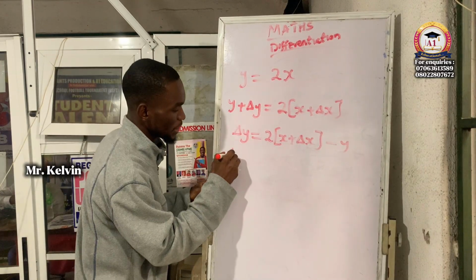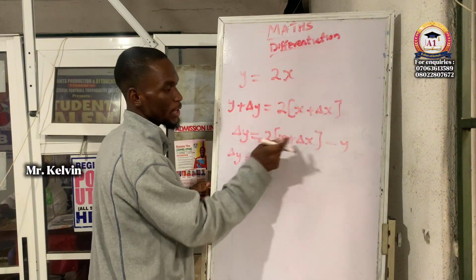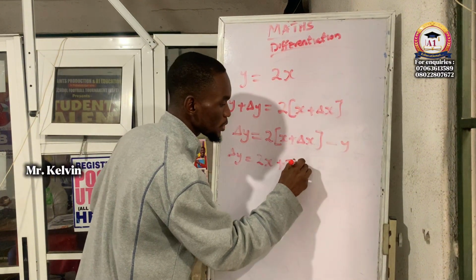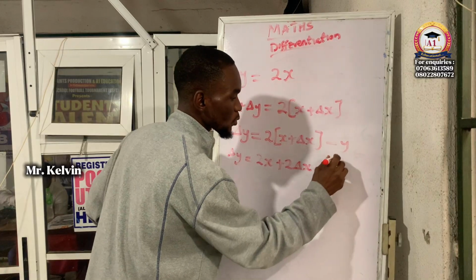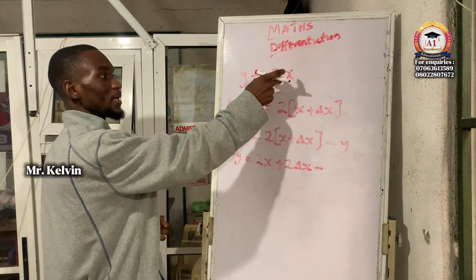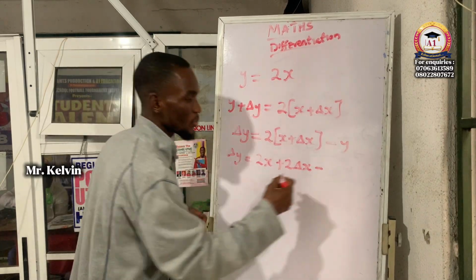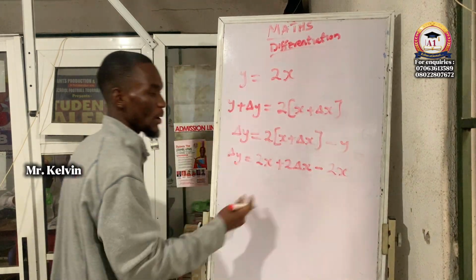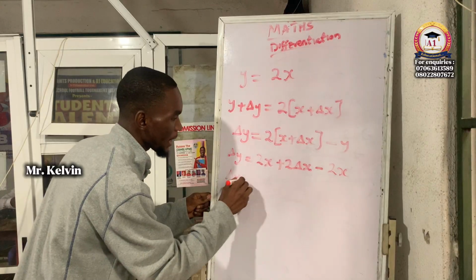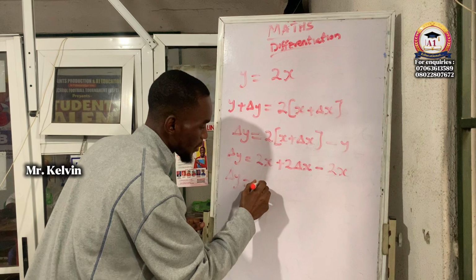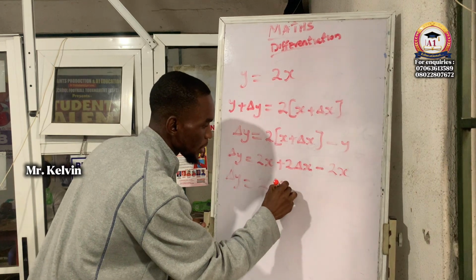So here we have our change in y equals, when you multiply inside the bracket, 2x plus 2 change in x minus y. And now y is actually 2x. y is equal to 2x. So we write our 2x. So now when you collect like terms, we have change in y equals 2x minus 2x, which gives you 0. So we have 2 change in x.